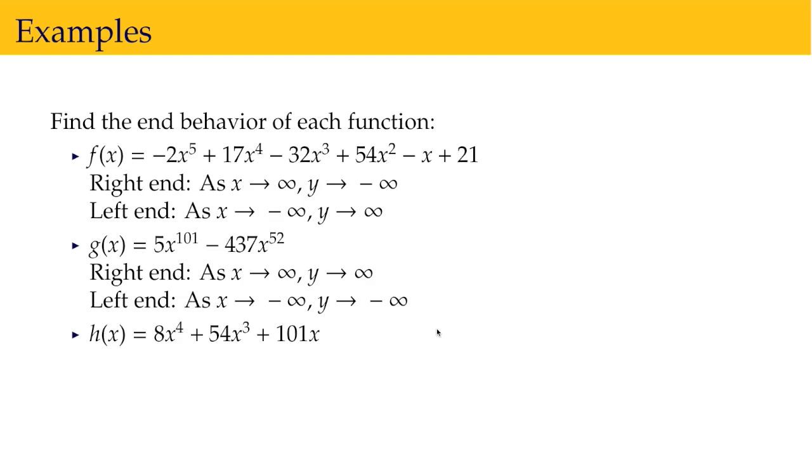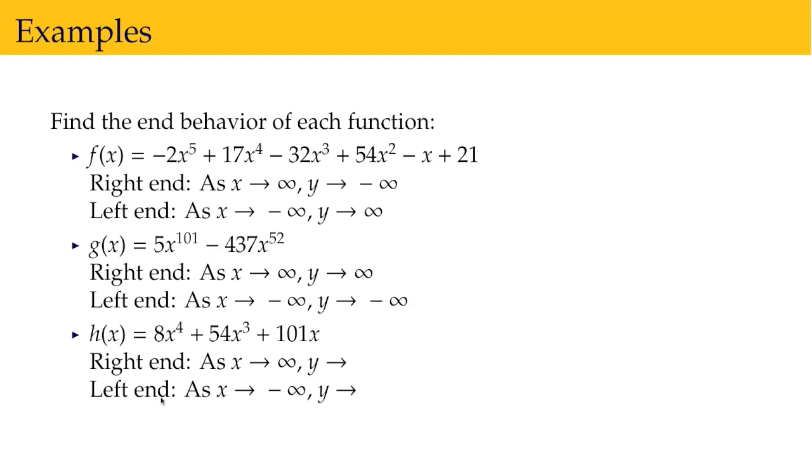Let's do one more. So I've got h of x equals 8x to the 4th plus 54x cubed plus 101x. Now, again, the x's on the right end always go to positive infinity. The x's on the left end always go to negative infinity. The y's on the right end, I look at the lead coefficient. This is positive, and so the y's on the right go to positive infinity.